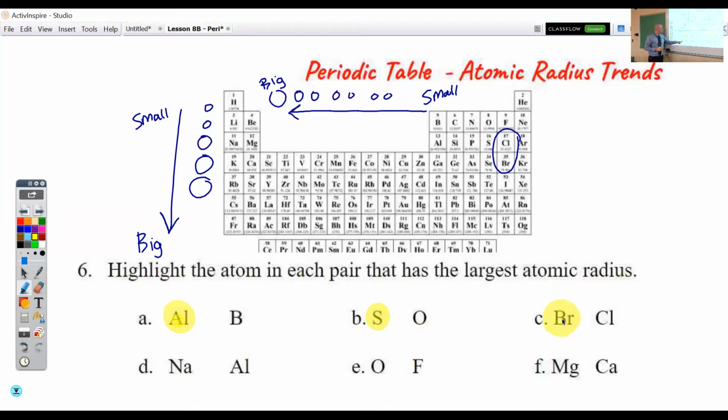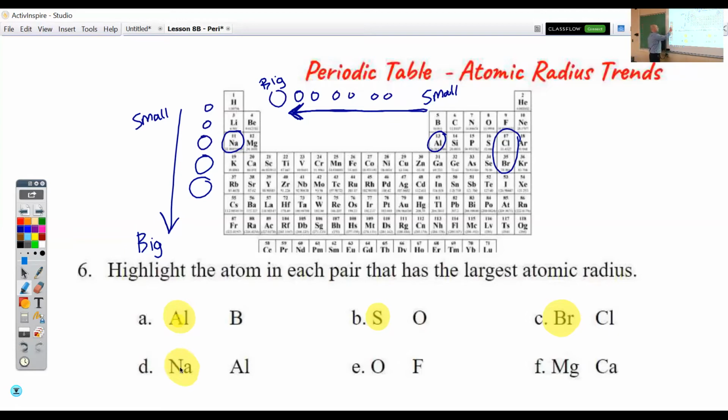The next one we have is a combination of sodium and aluminum. So if we look at, here's sodium, here's aluminum. Look at our arrow. Our arrow points in this direction. That means sodium is the bigger one. So we're going to highlight sodium over here.